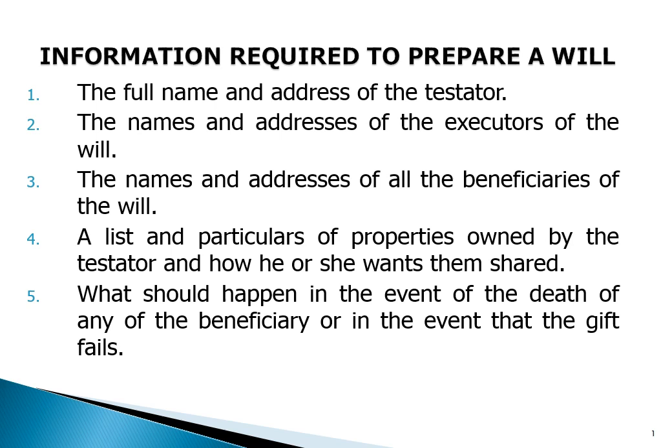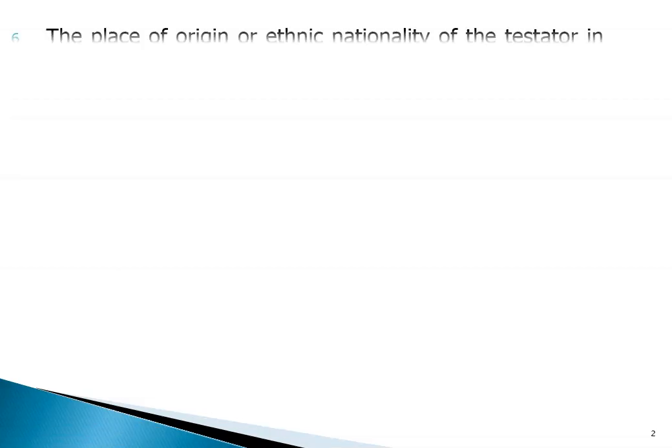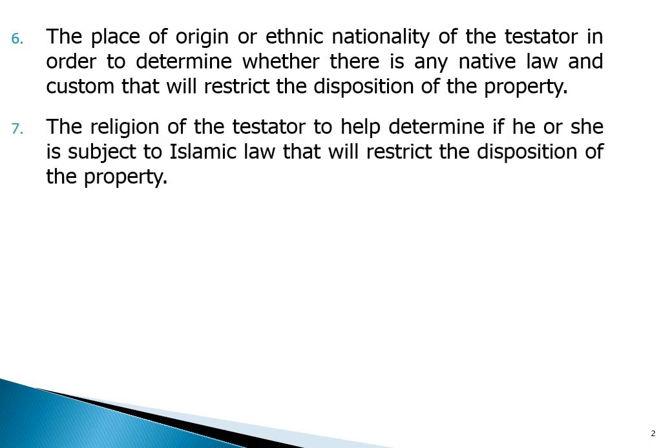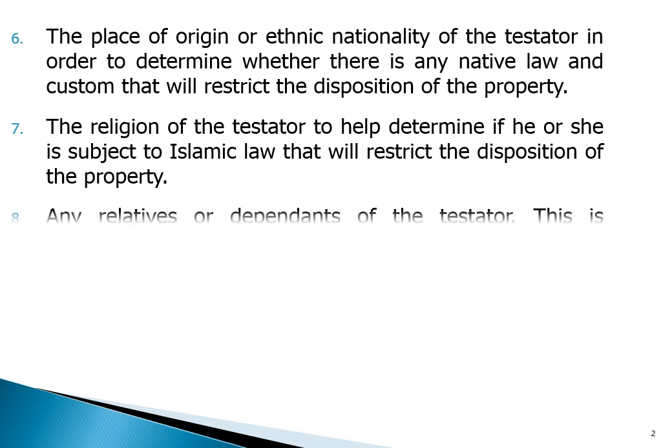5. What should happen in the event of the death of any of the beneficiary or in the event that the gift fails. 6. The place of origin or ethnic nationality of the testator in order to determine whether there is any native law and custom that will restrict the disposition of the property. 7. The religion of the testator to help determine if he or she is subject to Islamic law that will restrict the disposition of the property.